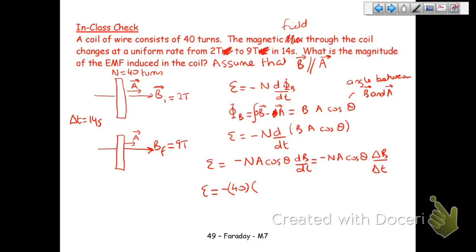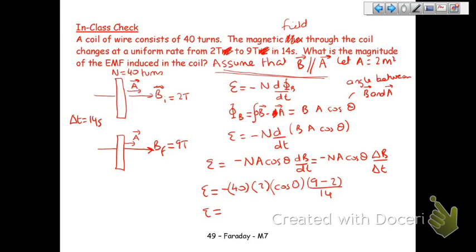A we said was, oh, you need an A as well. Oh yeah, because I didn't give you the flux. Okay, so let A equal 2 square meters. And then we have cosine of 0 degrees, because we assume that, times B final minus B initial, 9 minus 2, over 14.